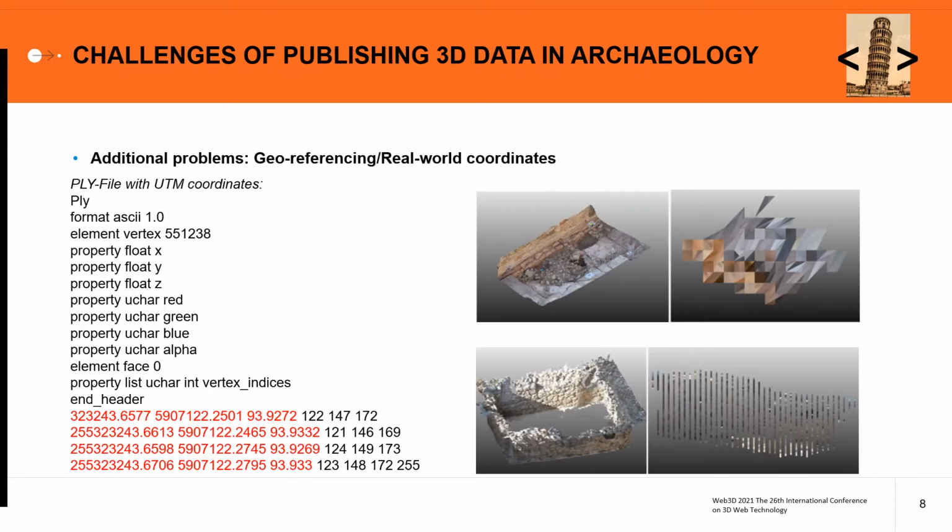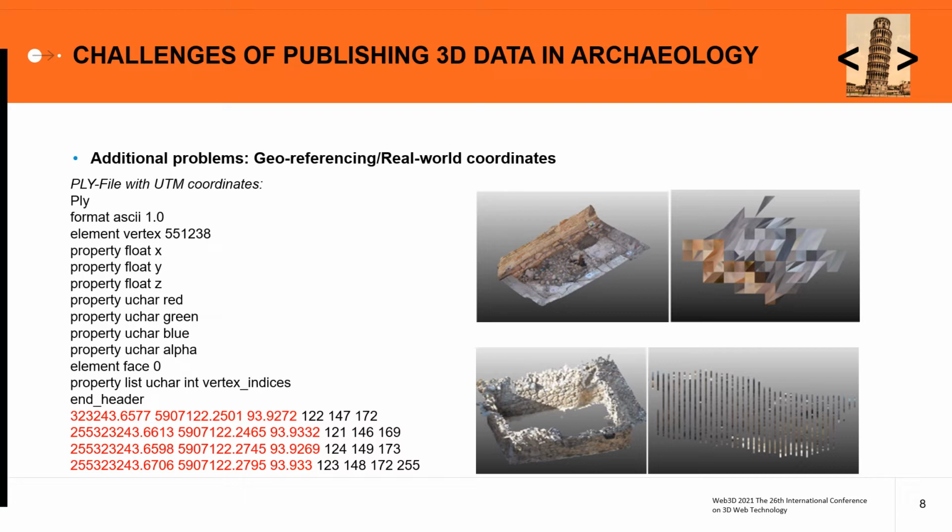Now when you use, for example, a total station at the excavation, it is no problem to georeference the 3D model with the coordinates measured. You can see on the left how such a PLY file looks. The vertices are just the same as in that case UTM coordinates. But if you load this file into a web viewer, the representation of the model is completely wrong, as you can see on the right side.